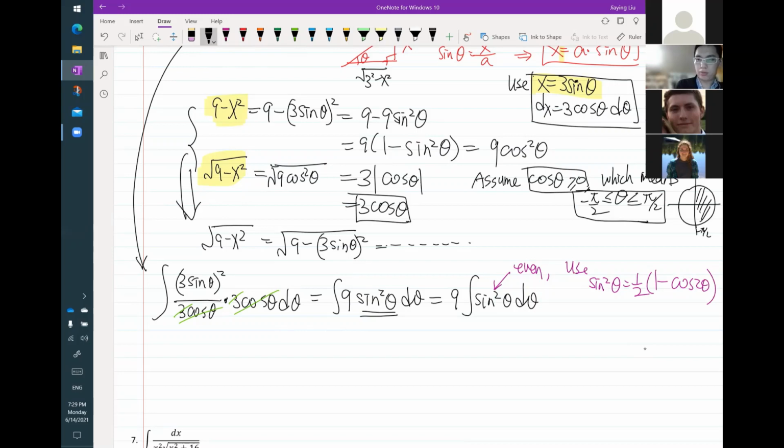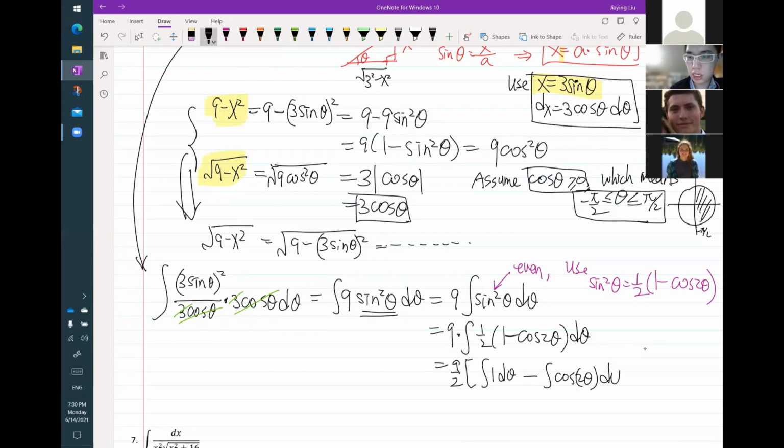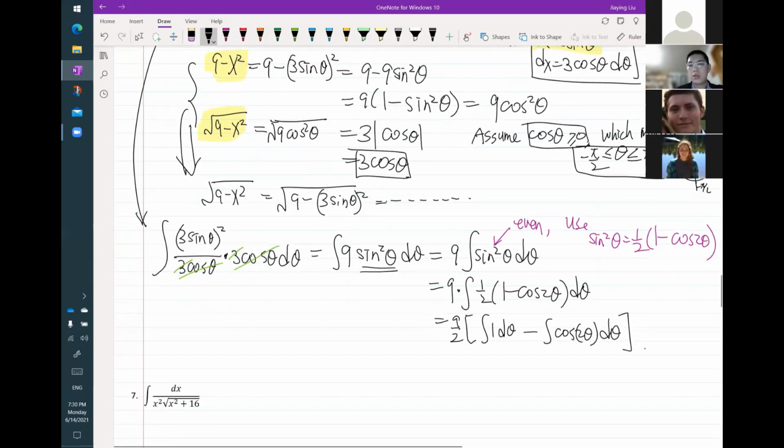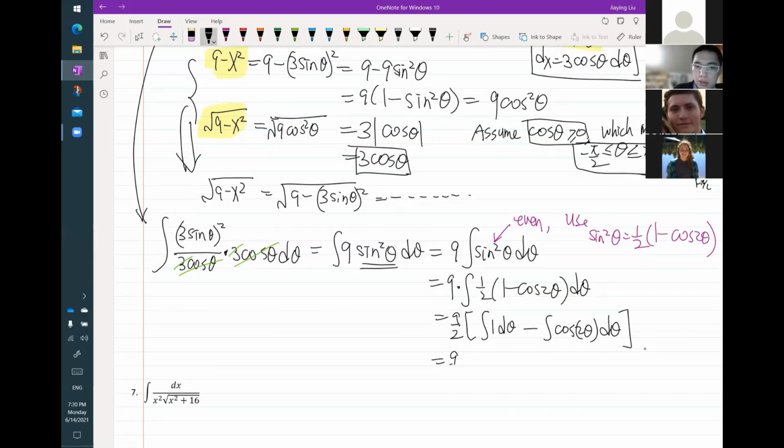So if I put in 1/2 times 1 minus cosine 2 theta, I get 9 times the integral of 1/2 times 1 minus cosine 2 theta d theta. Bring the half in front and also integrate each of the terms separately. So that's 9/2 integrating 1 d theta minus integrating cosine 2 theta d theta. The 1 is just theta.